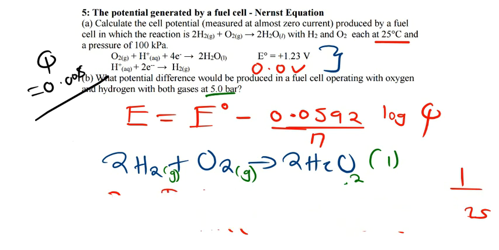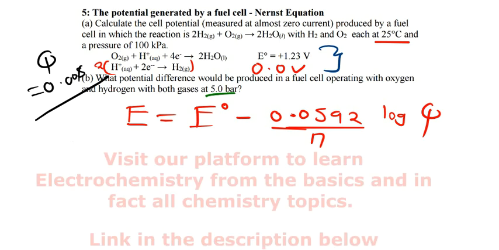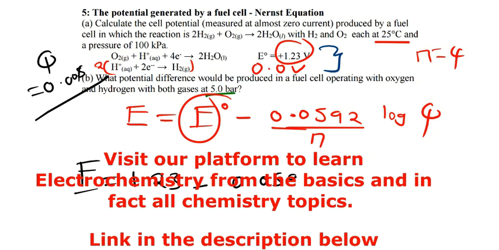And we can make some changes now. So our value of Q has been determined. The number of electrons, if you balance by multiplying by 2 this other one, you find that you are going to remain with 4 electrons. So n becomes 4. The standard cell potential was determined to be 1.23. So we can substitute. We'll have 1.23 minus 0.0592 over 4 electrons, log of 0.008.